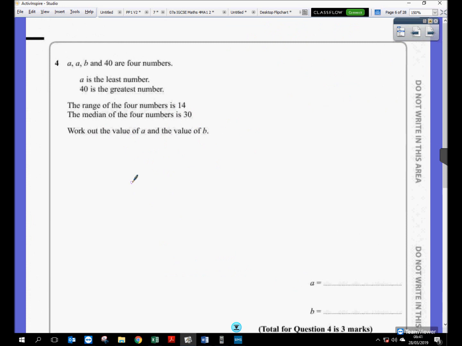Okay, next question. Here are 4 numbers. A is the least number, 40 is the greatest.